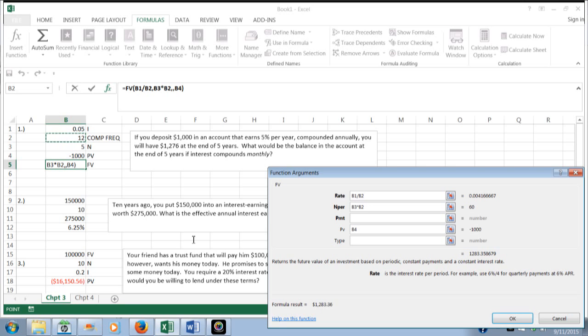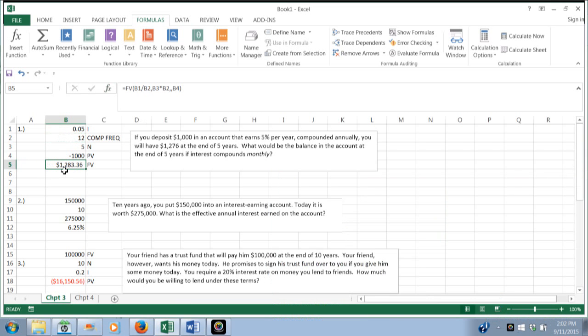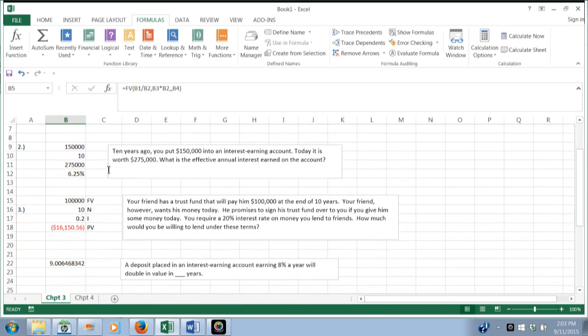Once your future value is calculated here, you see that it is a positive number because that is what's coming back to me. So $283.36 is what we have, which is a difference of $7.13 in interest, simply because we earn interest each month. Moving down to the next one.